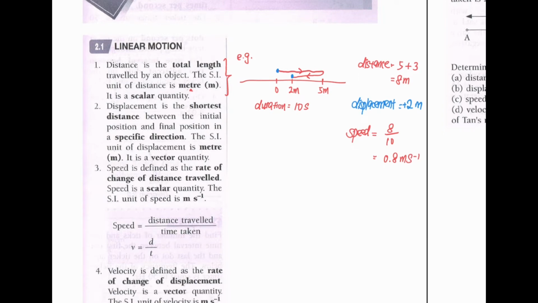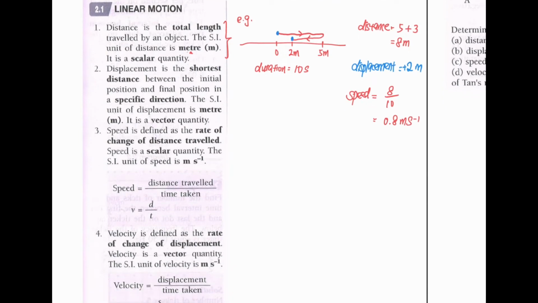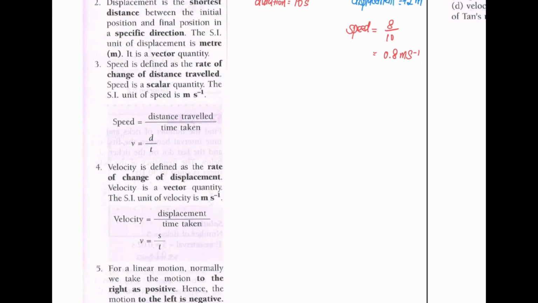Okay, now let's move on. Velocity. Velocity is defined as the rate of change of displacement. Velocity is a vector quantity. The SI unit of velocity is meter per second, and velocity is displacement over time taken. So v equals displacement over time.